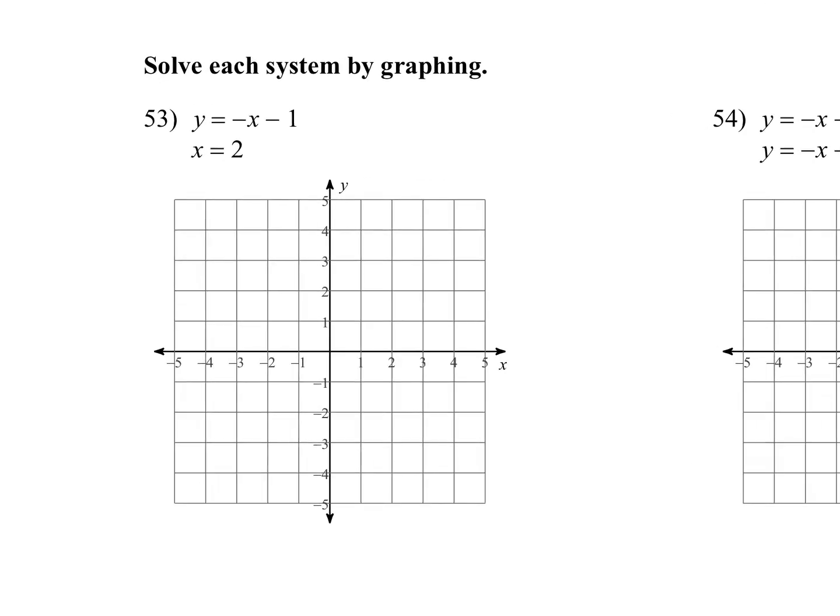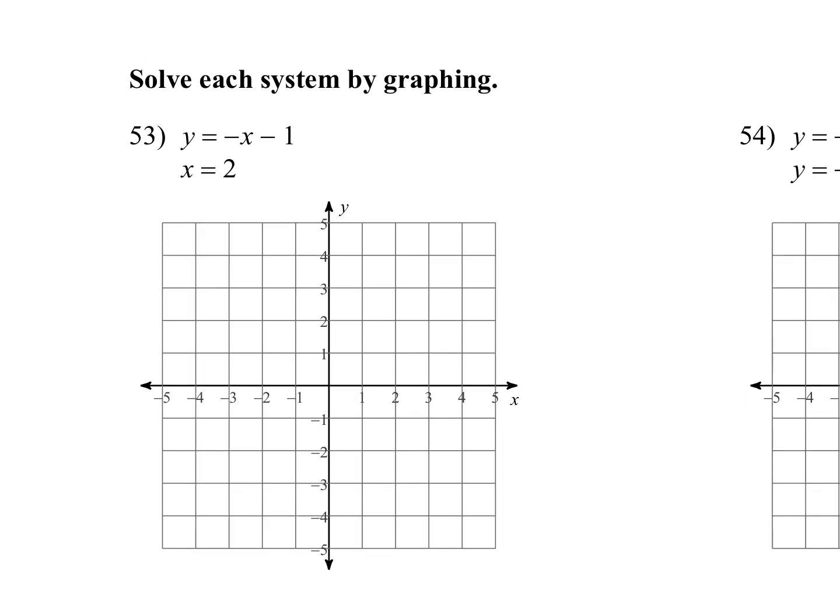All right, 53. So we're doing the same thing here, but we just have 2 equations that we have to graph. So in the first equation, what's my y-intercept? Negative 1. So I'm going to put a point at negative 1 on the y-axis. And what's my slope? Negative 1. So it's negative 1 over 1. So I'm going to go down 1 to the right 1. And then just connect your 2 points.